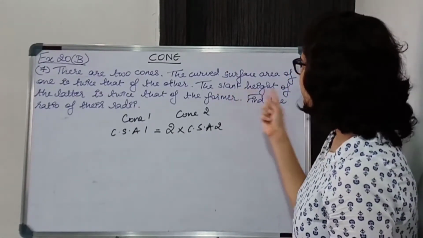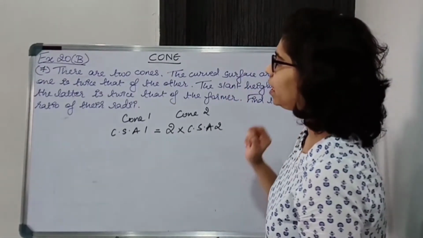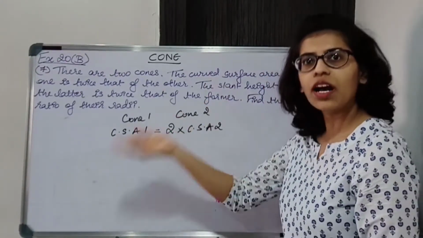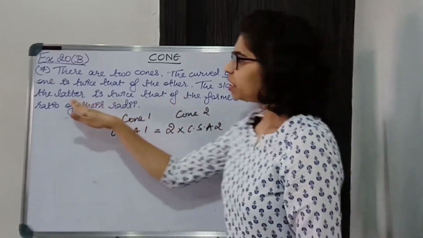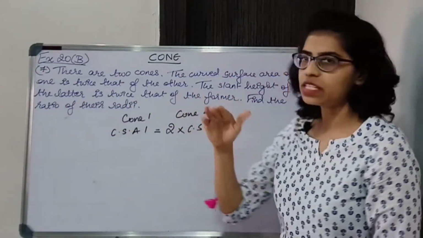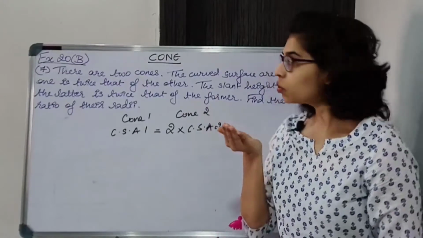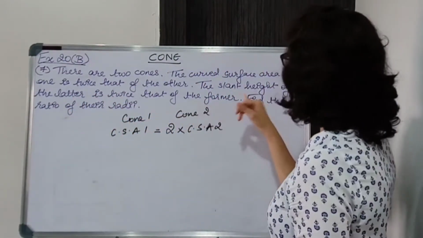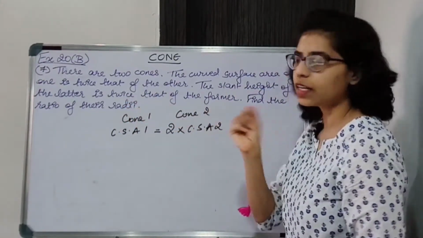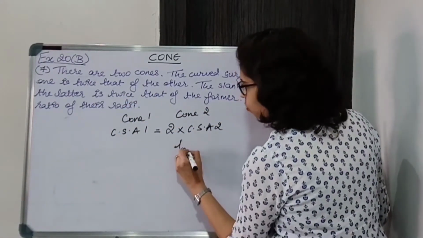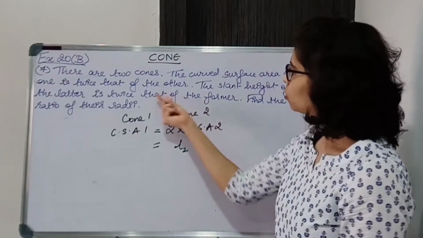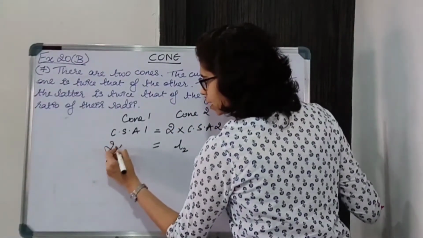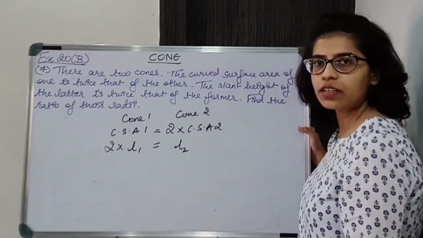Second condition, what is given? The slant height of the latter. Latter means what? जो दूसरा है. ठीक है. Latter means the other one and former means the first one. Okay. So latter means क्या हो जाएगा? cone 2 हो जाएगा. So slant height of the latter. Slant height is L. So L2 is twice that of the former. L2 is twice of L1.